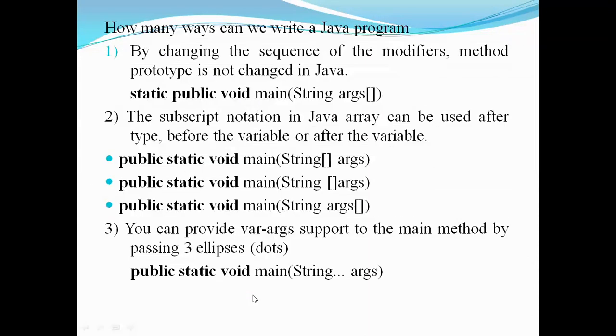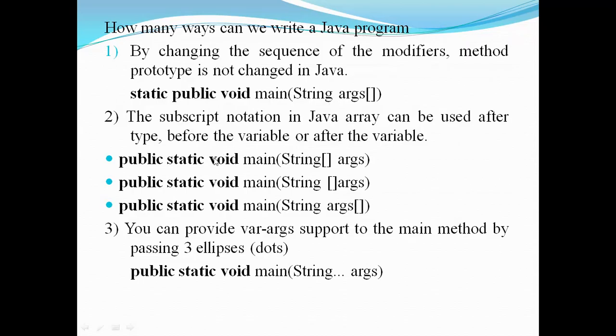So how many ways can we write a Java program? By changing the sequence of modifiers or access specifiers, we can write a Java program, but the method prototype should not be changed in Java. What is the method prototype? This void main string arguments is known as the method prototype. This should not be changed in Java.